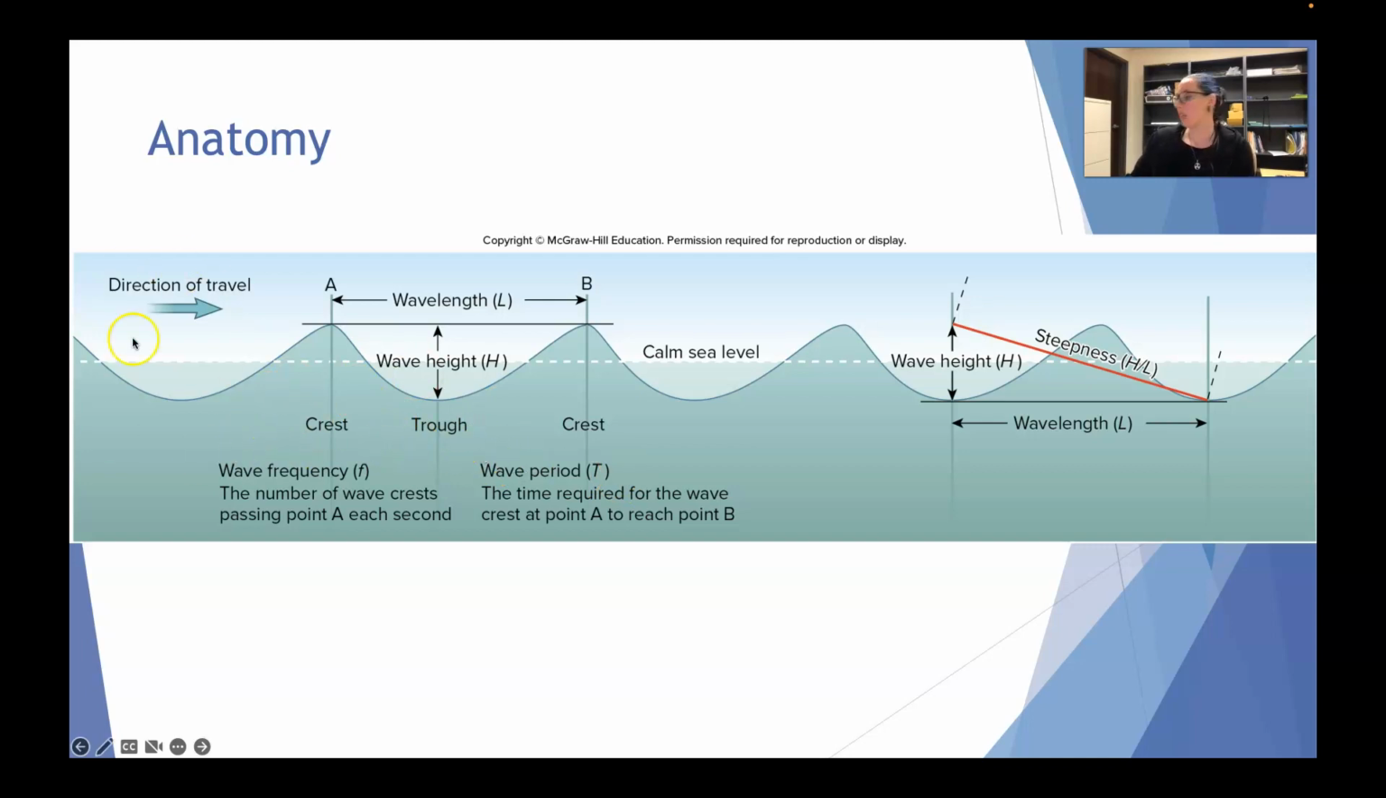Then what's also really interesting is this term of steepness. That's the height divided by the length. And actually, when a wave breaks is mathematically determined by this value. It's 1/7 of H over L, the height over the length. And then the wave will crash over and break, as the term goes.